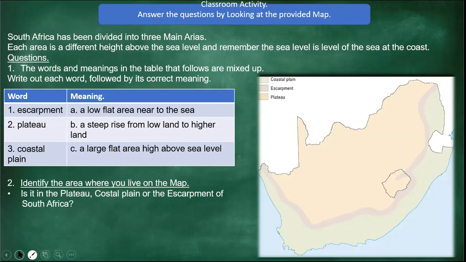Identify the area where you live in the map. As you can see, the map on your right hand side is blank. So you must identify your province here. So identify the area where you live in the map. Is it the plateau, coastal plain, or the escarpment of South Africa? Faith?